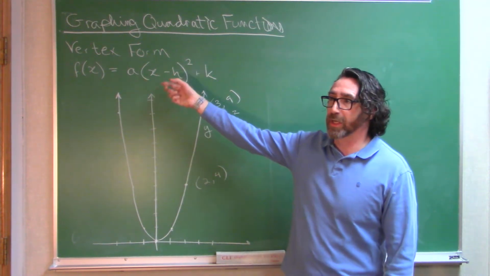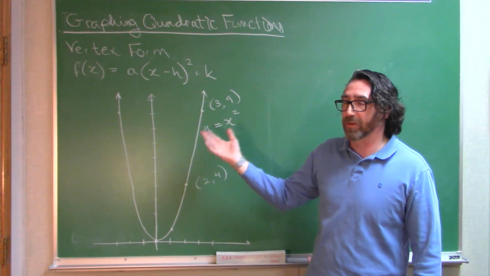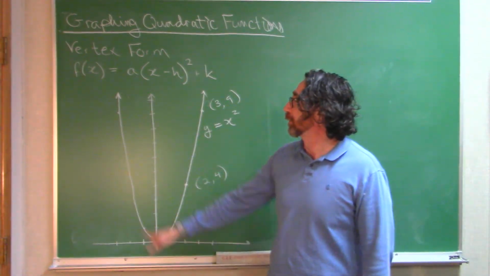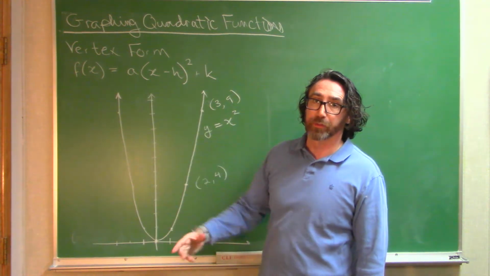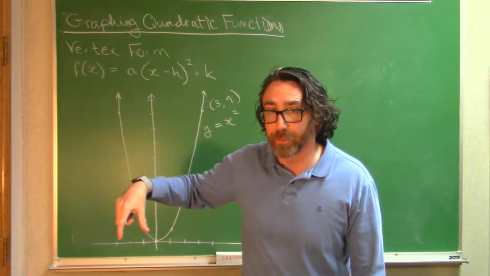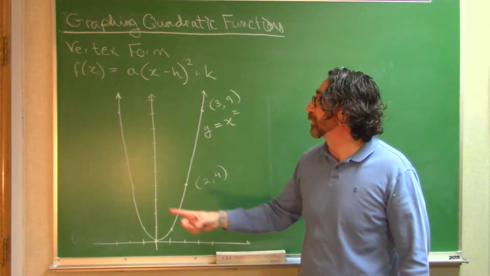Transformations let us look at changes in the formula and figure out how that affects the graph. Okay, so this multiplier out front, the lead coefficient, will tell you whether the graph opens up or opens down. We'll look at a couple of examples in just a minute.